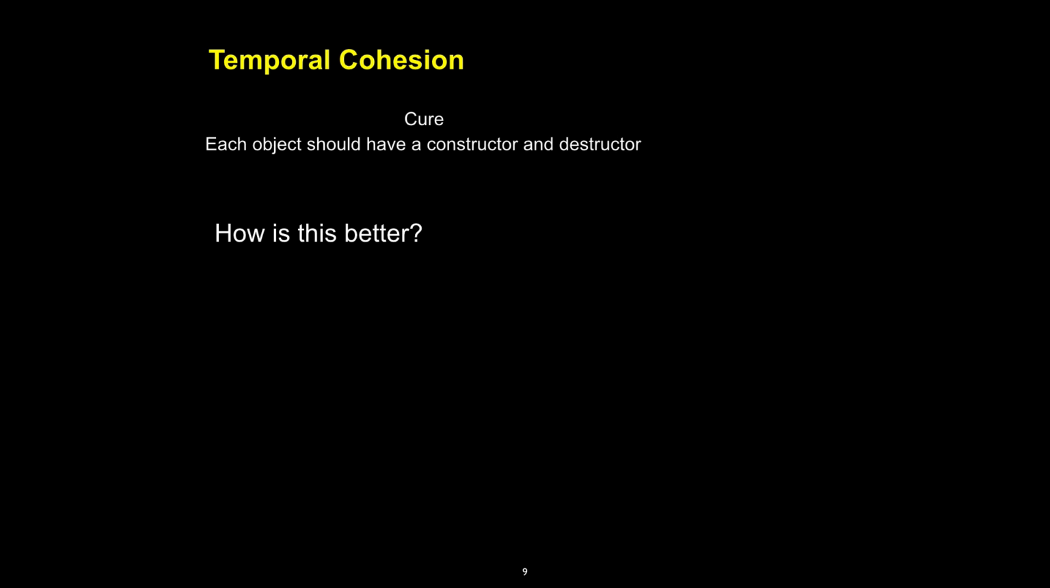Common solution is each class should have a constructor and a destructor. So why is this better than having this one initialize method? Well, the initialize method will be called at startup, and yeah, it's the standard way of doing things, but why is it better?